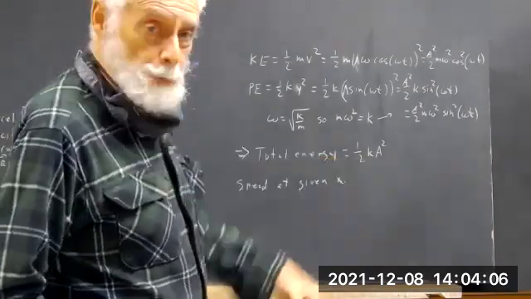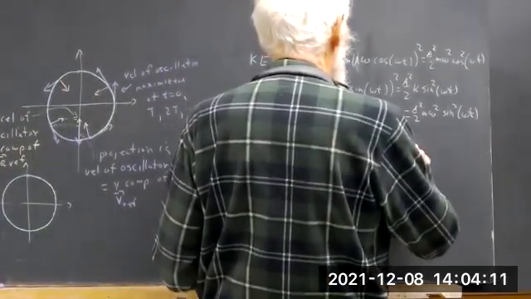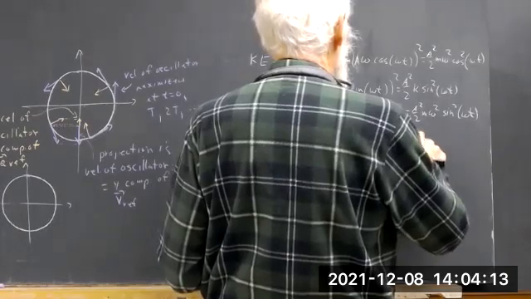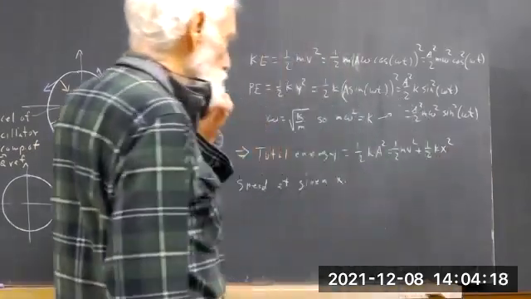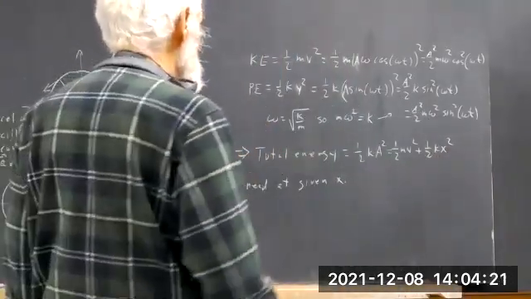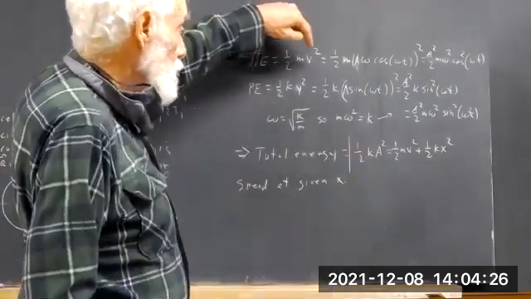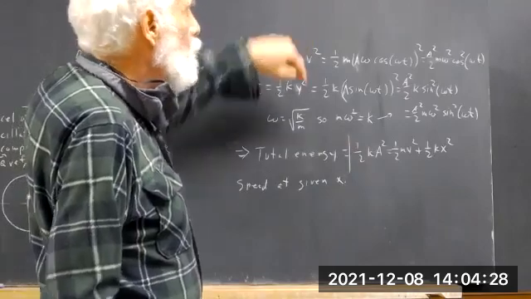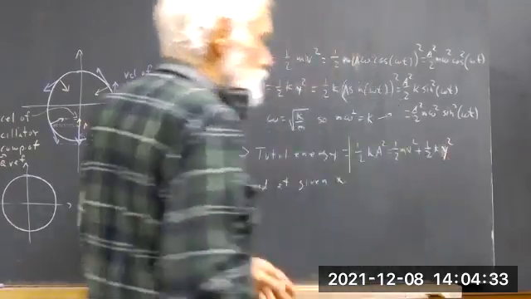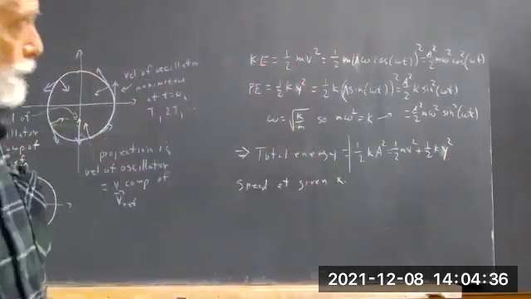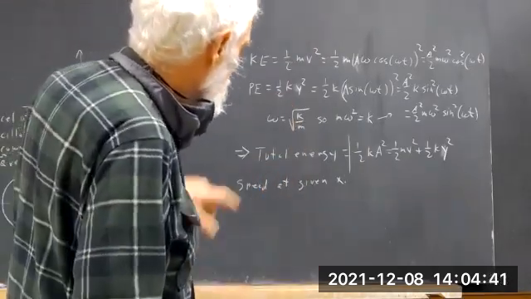Okay, total energy is 1/2 ka squared, and that's also equal to, of course, 1/2 mv squared plus 1/2 kx squared. Because of course that's where the 1/2 ka squared came from. 1/2 mv squared, 1/2 ky squared. Let's make that y, since we're projecting on the vertical axis.